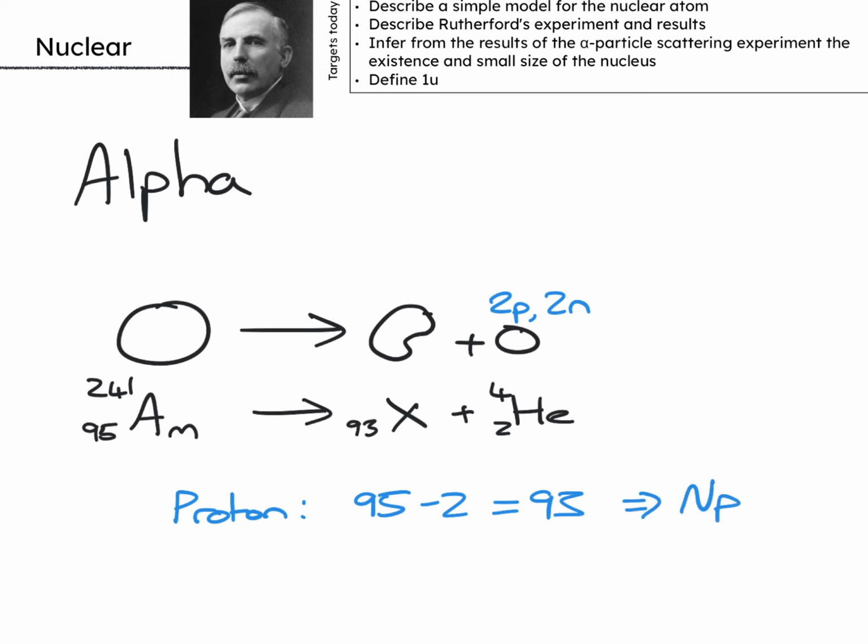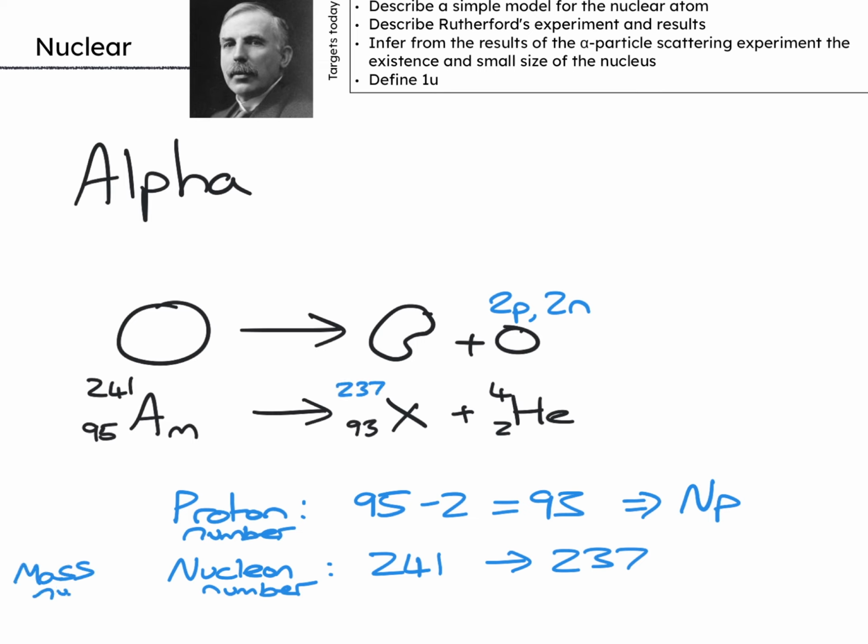We're going to need to balance a few things in this reaction as things are conserved. The nucleon number. This is conserved. So 241 becomes 237. Oh, and remember that 237 is also called the mass number. And that's because it's the total number of nucleons in the atom. It's not the mass though. It is just a count of the particles.